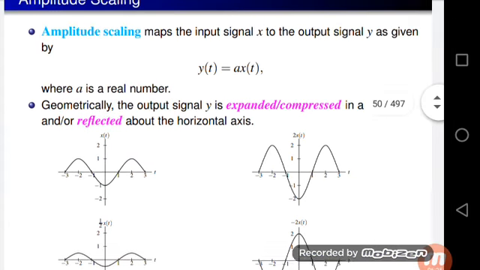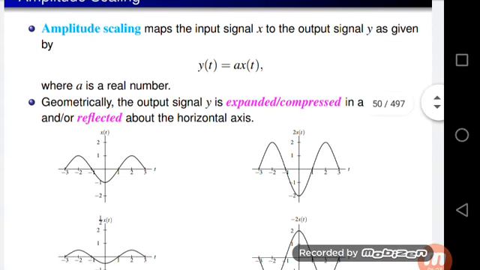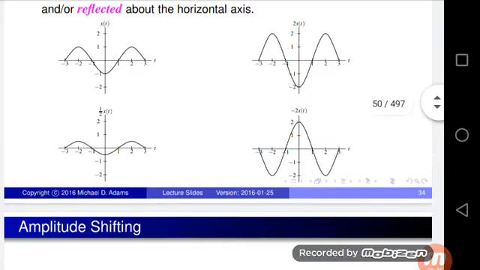This is the meaning of amplitude scaling. When we change the scale of the signals, or when we change the x and y axis values, then automatically the wave will be converted into different forms.